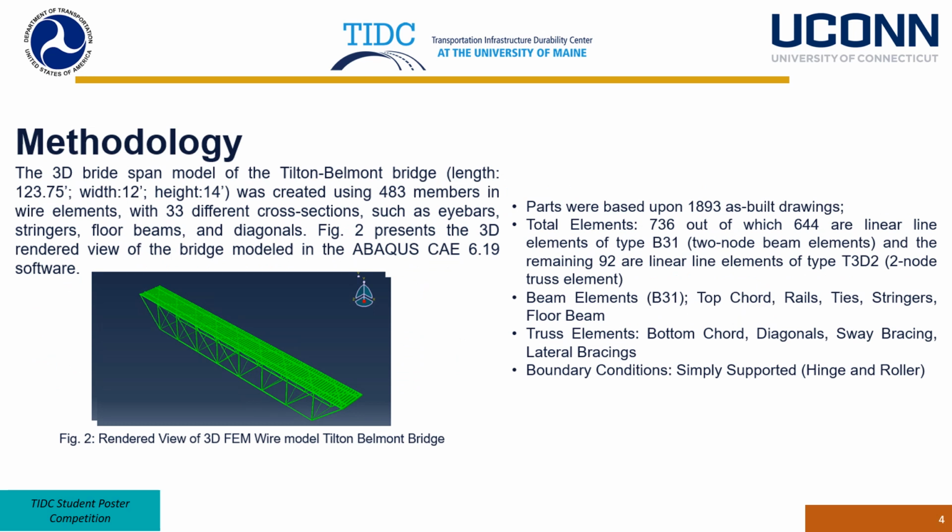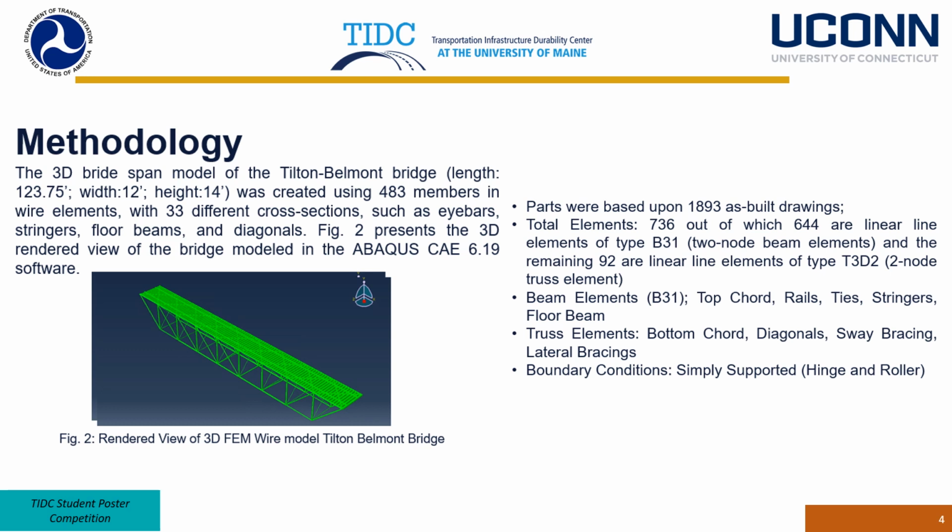Going into the methodology, from the as-built drawing that has been provided by the New Hampshire DOT, we developed a three-dimensional model of the bridge, and it was created using 483 members in wire elements with 33 different cross sections corresponding to eye bars, stringers, floor beams, and diagonals. And in order to develop this model, we used the commercial finite element software Abaqus, and figure 2 in this slide provides the rendered view of the three-dimensional finite element wire model of the bridge.